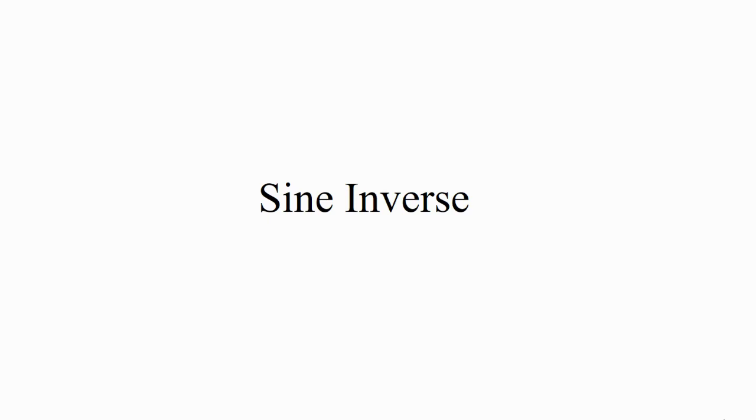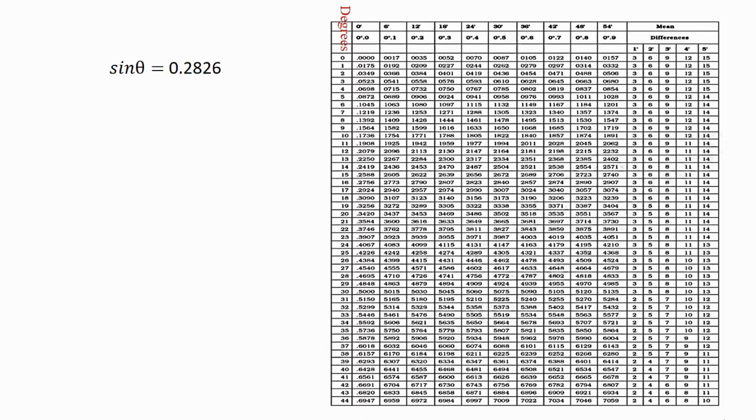Now student, let's use the given table to find sine inverse. Sine theta is equal to 0.2826. Therefore, sine inverse 0.2826 gives me my required angle. To find sine inverse 0.2826, we have to look for the value slightly less than or equal to 0.2826 from the table. So use one trick to find this value.